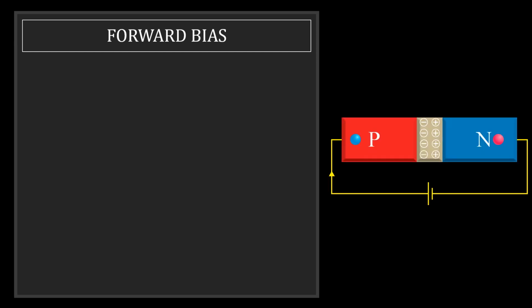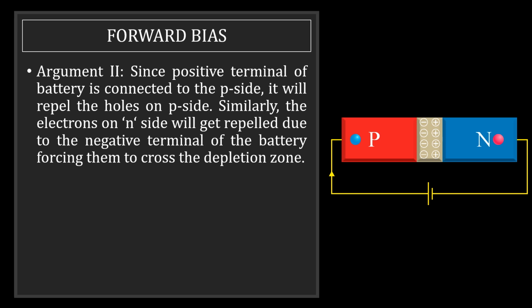I am going to present to you a second argument on the same case, which is very useful to understand further. On the P side, we have holes, and these holes will be repelled by the positive terminal of the battery. And on the N side, we have electrons, which will be repelled by the negative terminal of the battery, and so the electrons will move to the left. And therefore, the net current is going to be to the right. Therefore, the net current is going to be I diffusion minus I drift.